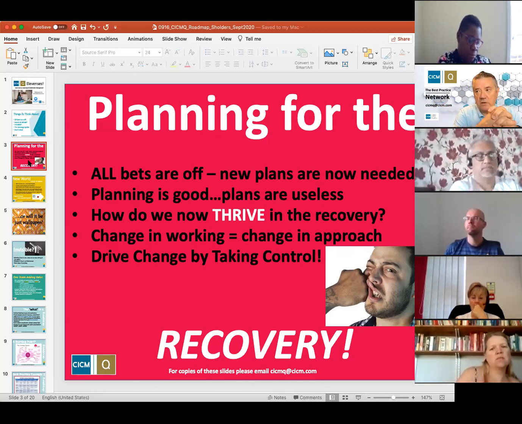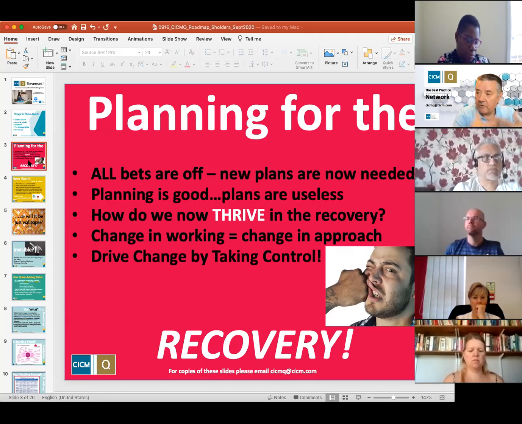We have a change in working, and with that change in working, we have to have a change of approach. The old ways of doing stakeholder management, building plans, managing people, recruiting people, all of those things have now changed, and we have to change that approach as well. So when we're looking at putting together stakeholder management plans and also roadmaps, we've got to think differently now than we did before.